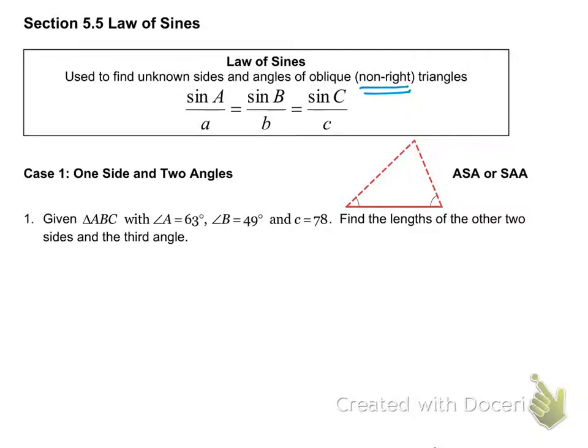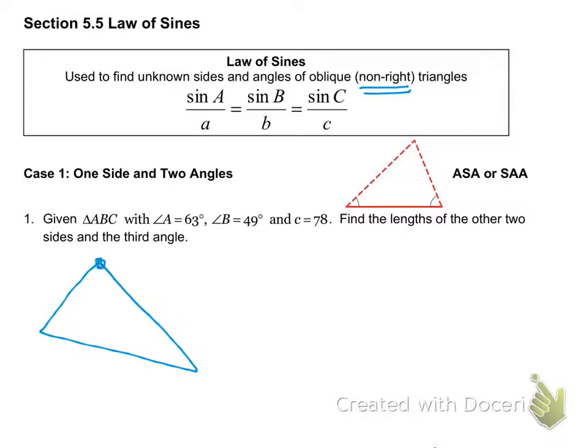You can use just sine A and sine B, or B and C, or A and C, but you have to make sure that their length, the side, is the denominator of the appropriate angle that you are taking the sine function of. Okay, so let's look at an example, and it'll make a lot more sense. So for case number 1, when you have angle, side, angle, or side, angle, angle, we are going to first start by drawing a picture.